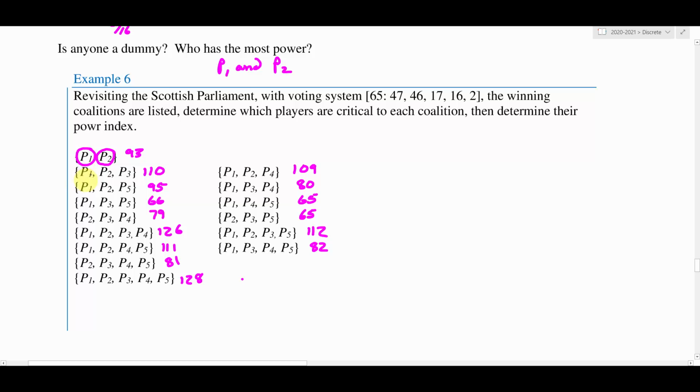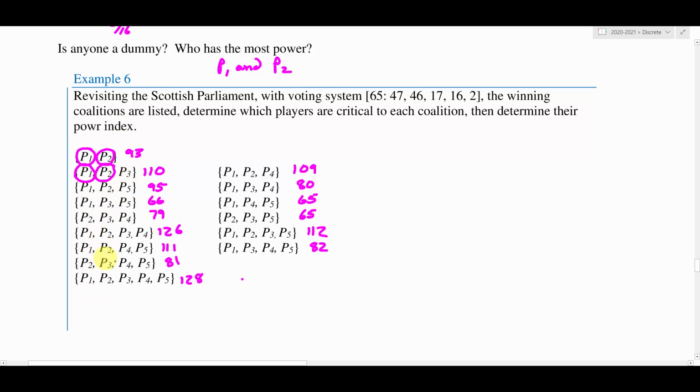Let me do one more here with you. So we got player 1, player 2, player 3. They've got 110 combined votes. But if I take away the 47 votes that player 1 has, they would drop below 65. So player 1 becomes critical. Player 2 would also be critical here because 110 minus 46 is less than the 65 that you need to pass your measure. Player 3, however, would not be critical. If I did 110 minus 17, I would still be above 65 votes. So we don't really need player 3 in this coalition. They're not critical. Okay, so we're going to do the same thing for each one.